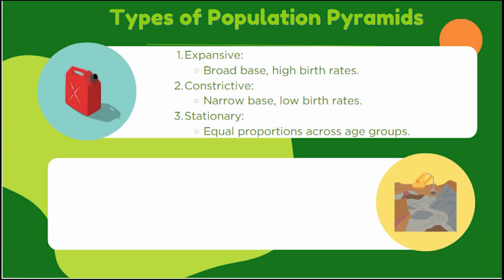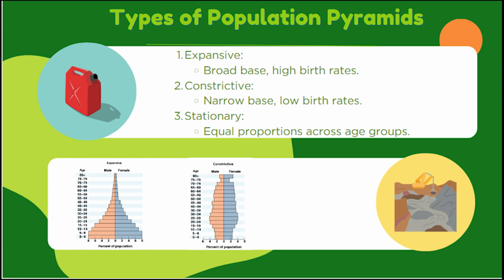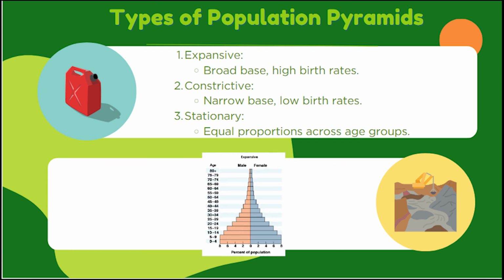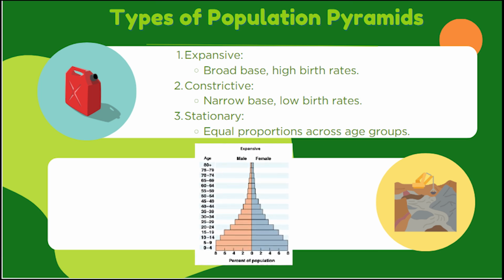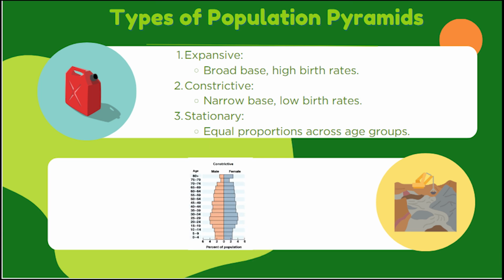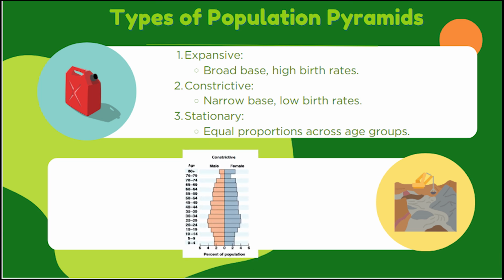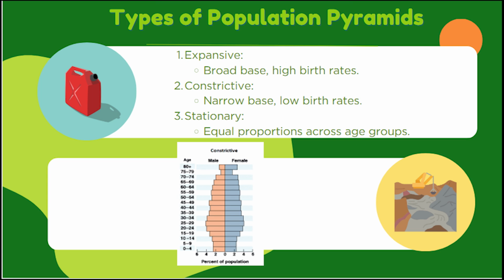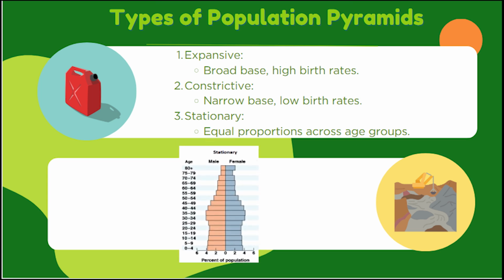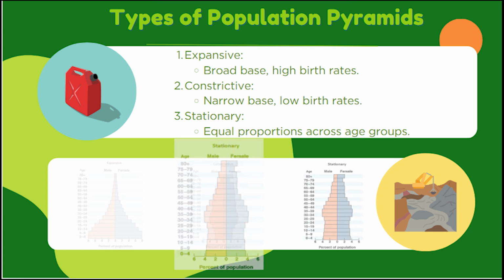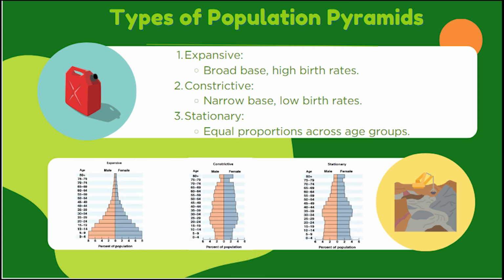The other one is types of population pyramids. There are three main types of population pyramids: expansive, constrictive, and stationary. Expansive has a broad base showing many young people. This means high birth rates and potential for rapid growth. The other one is constrictive, a narrow base indicating fewer children being born, and common in developed countries. Stationary is balanced across age groups, suggesting a stable population. Understanding these types helps in planning resources like schools, hospitals, and jobs.